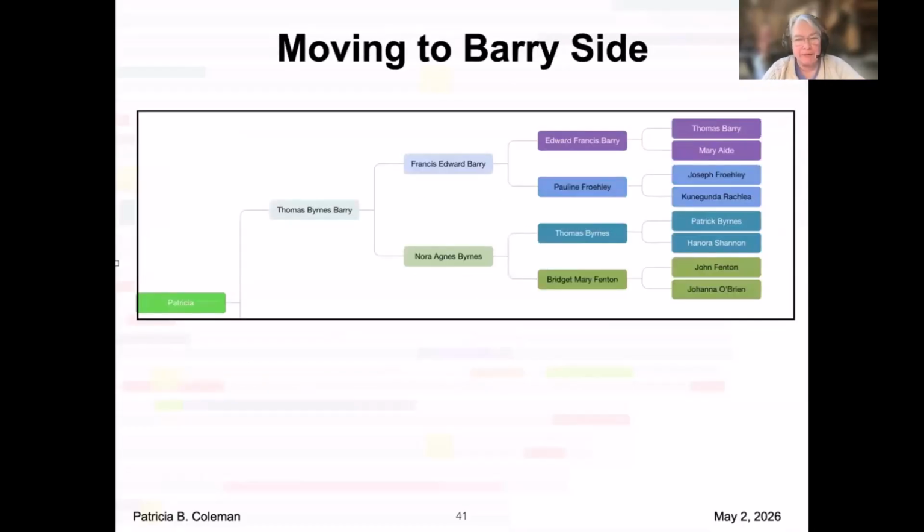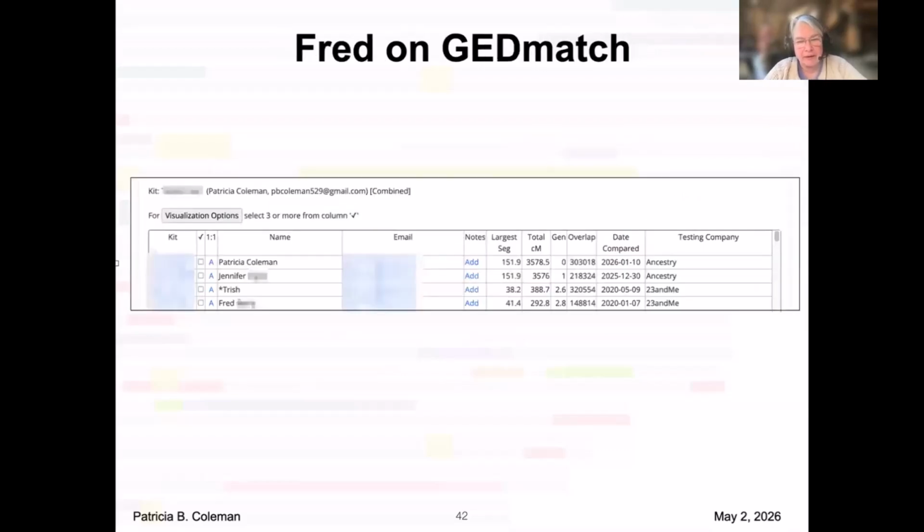So now we're going to move to the Barry side of the family, and that's where Fred, my cousin, is. And he's on GEDmatch. He's on the other sites too, but I'm using his as an example on GEDmatch. So I ran my kit. I have a combined kit that I made: I uploaded Ancestry DNA to GEDmatch and then tested at 23andMe and uploaded that. And GEDmatch can combine the two kits into one that's supposed to work better with everything. So that's the kit I'm running.